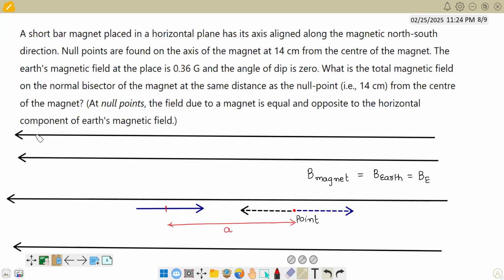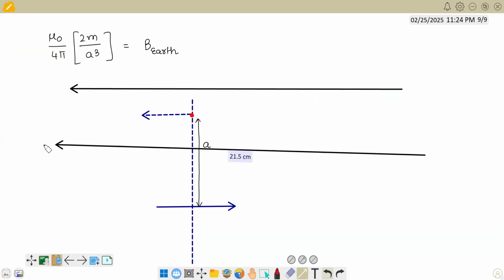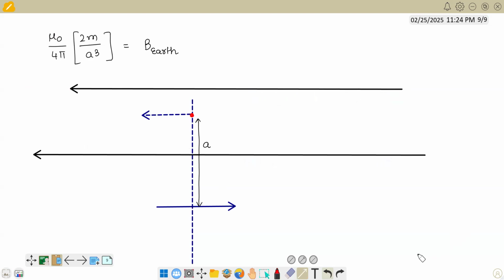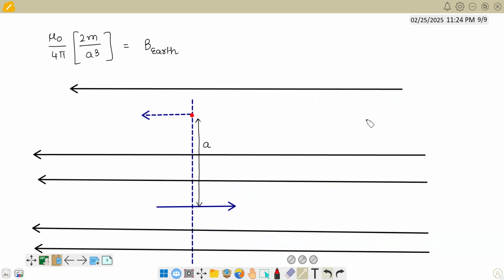And we know Earth's magnetic field is continuously flowing in this direction only, right? So Earth's magnetic field will always be in the same direction. Just because we are finding it at some other point, it's not like Earth's magnetic field would change. So it is constantly pointed in this way only. Based on that logic, I can draw Earth's magnetic field at this location in the same direction as the magnetic field due to the bar magnet. So this is due to our magnet and this is due to Earth. We can clearly see both are pointing in the same direction.